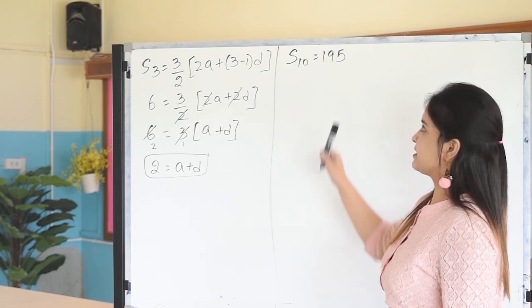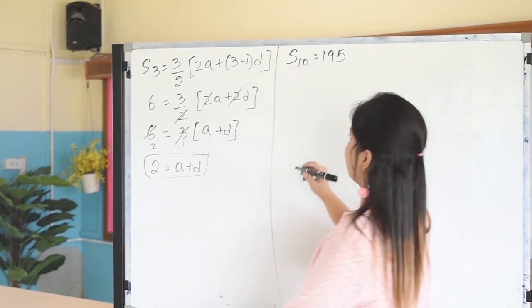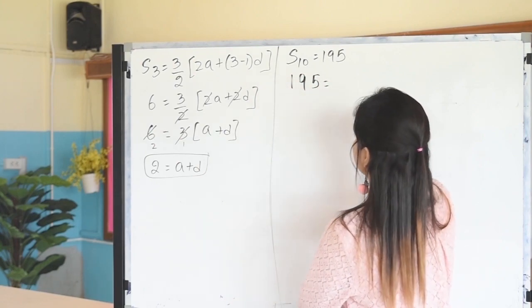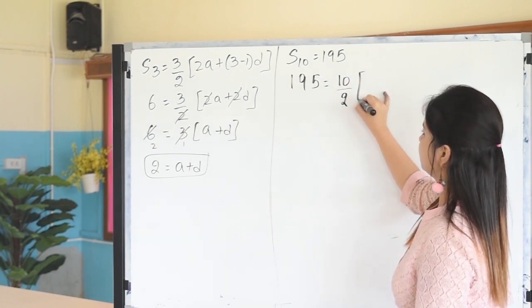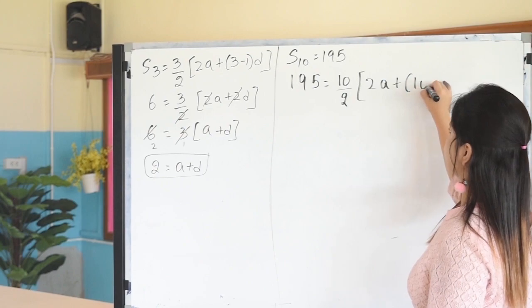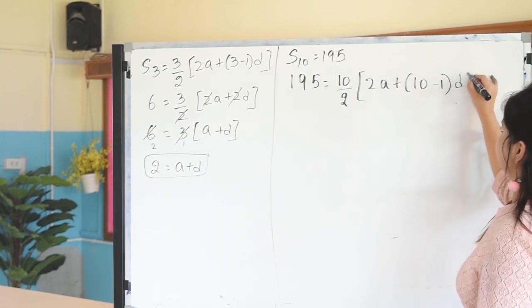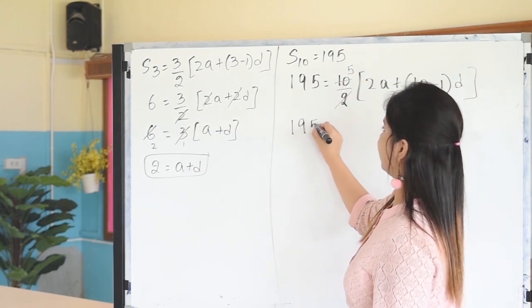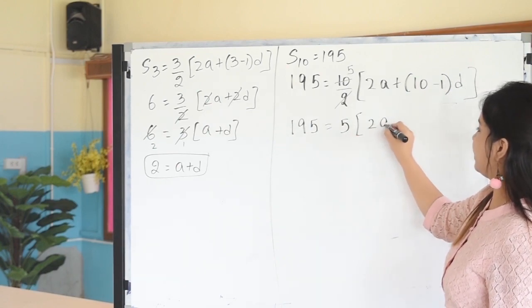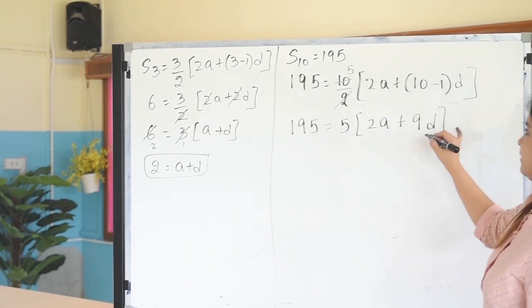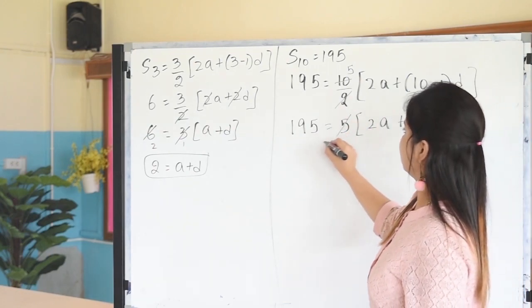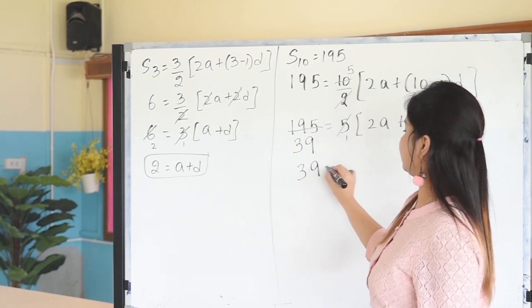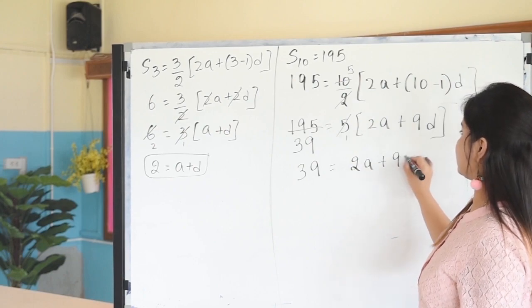Now, my second expression says S10 is 195. Again, I will open this. This will become S10 is equal to 10 over 2 times 2a plus 10 minus 1 times d. Okay, this will be 195 is equal to 5 times 2a plus 9d. Or this will become 39 is equal to 2a plus 9d.